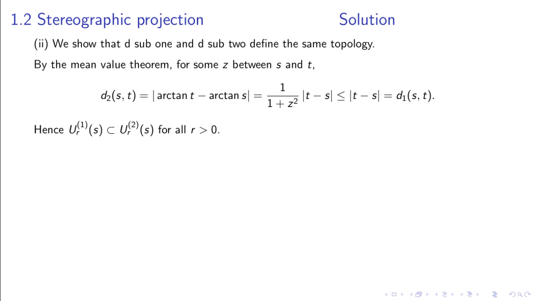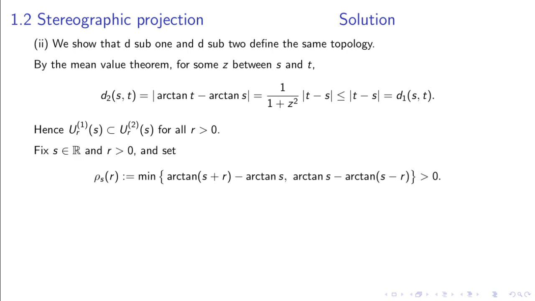So every d₁ ball, u¹_r of S, is contained in the d₂ ball u²_r of S. Next, we show that every d₂ ball contains a d₁ ball. Fix S in R and r greater than 0, and define ρ_S of r as follows.